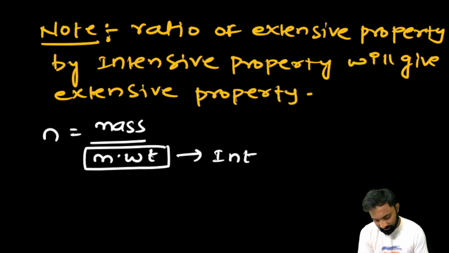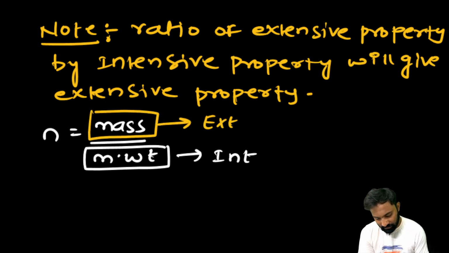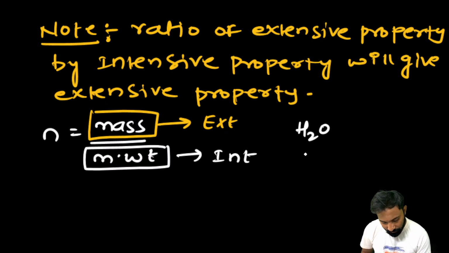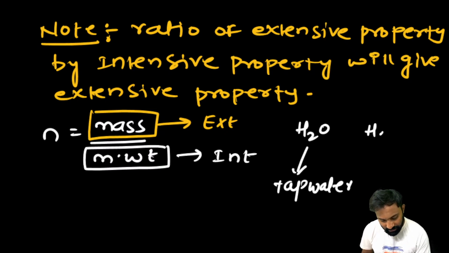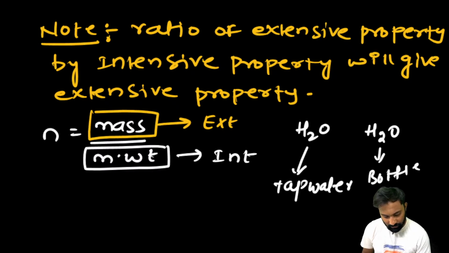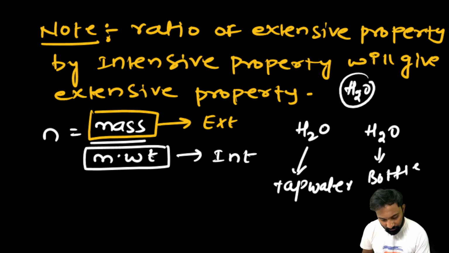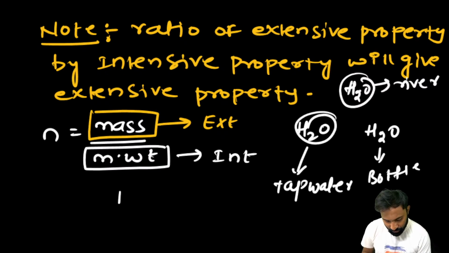Now I will explain. Listen. Mass is an extensive property. See, I will take water, H2O. Just a general example, I will take H2O. First of all, I was taking H2O from the tap water. This is H2O from the tap. Now the next H2O I was taking from a bottle. Now one H2O I was taking from the river. Now another H2O I was taking from the sea.